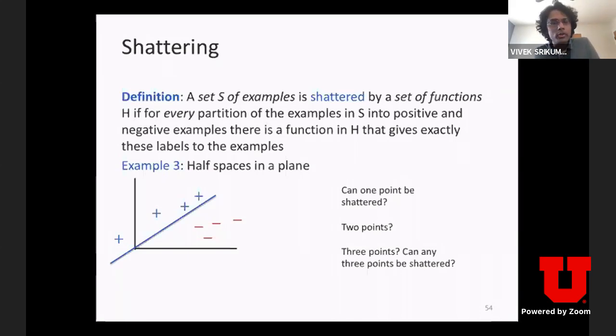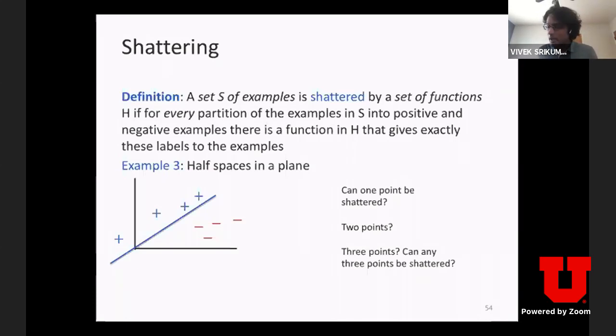So most of you, well, 5 of you have said yes for can 2 points be shattered. I just realized also that Zoom allows you to raise your hand. I've never used that, but let's not. If you want, instead of saying yes, you can also raise your hand.